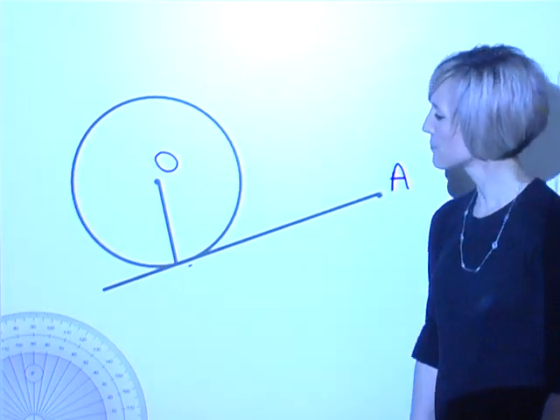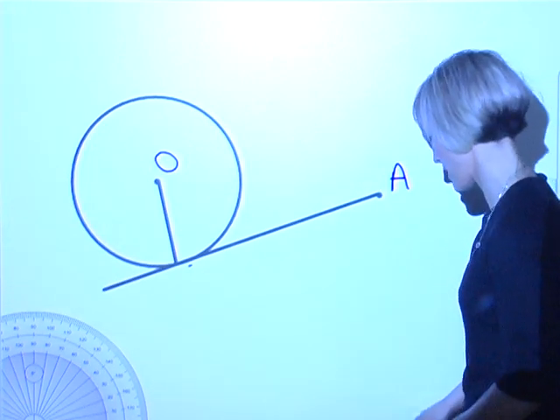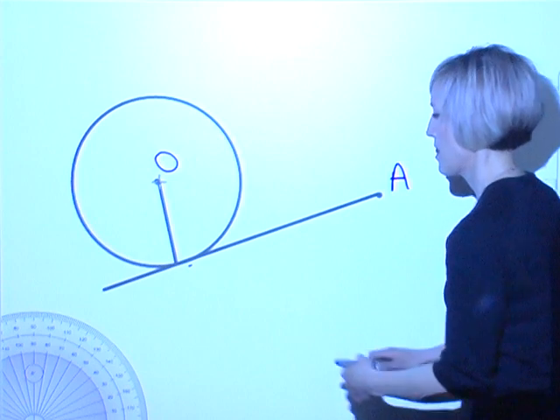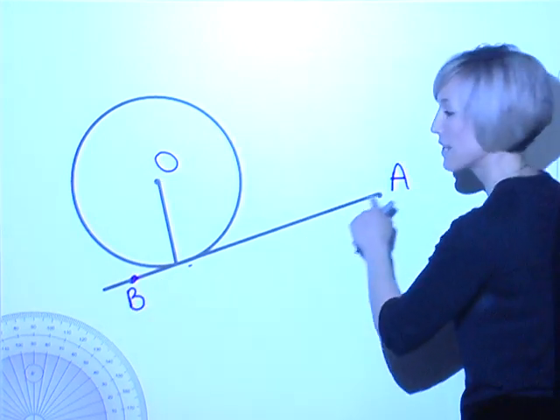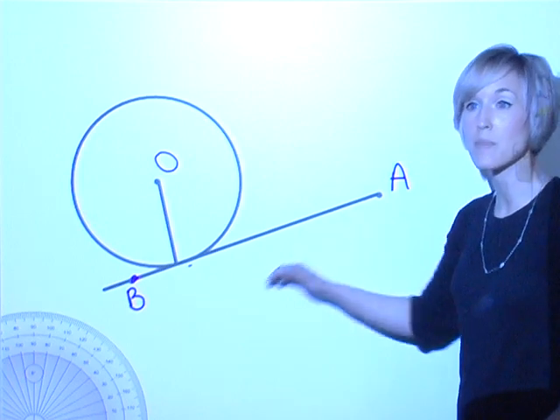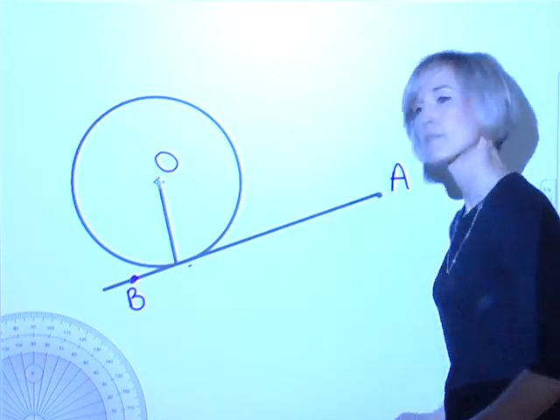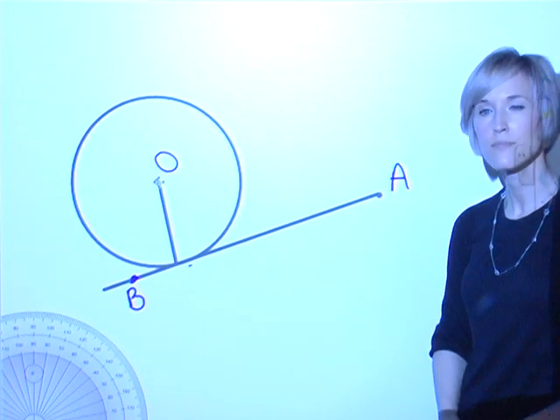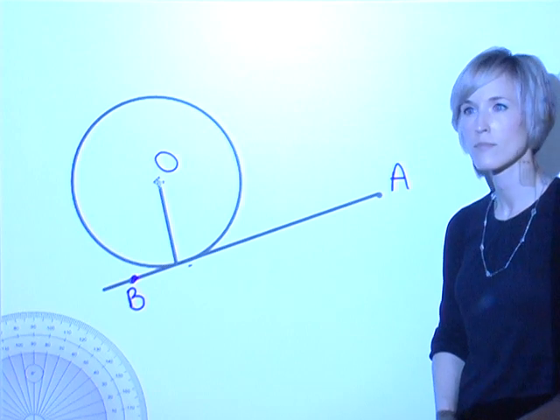Perfect. So Miss H, this line you've drawn is called a tangent line. Let's label this line segment. Let's go to this point B. So this is line segment AB, and we can say that AB is tangent to the circle. Perfect. What's next?